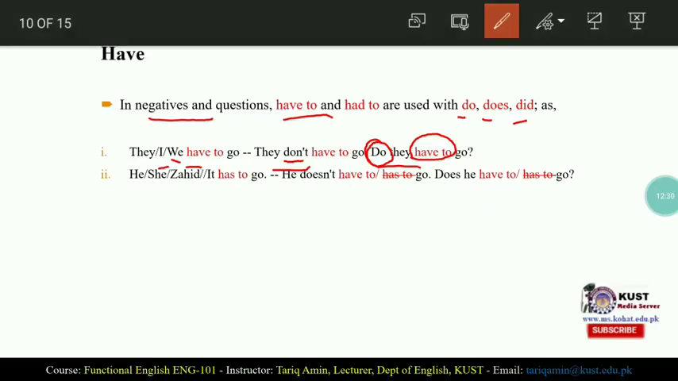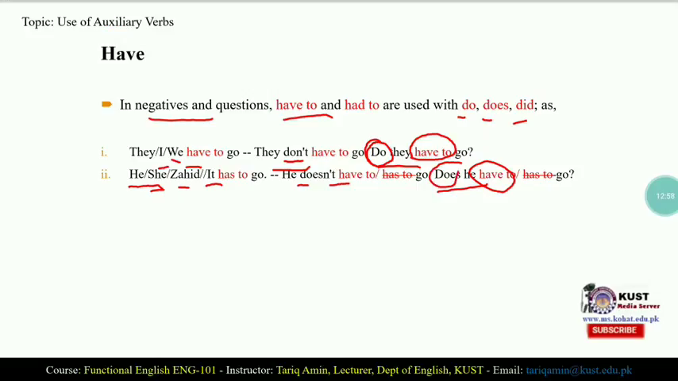Another example is he has to go, she has to go, Zahid has to go, it has to go. These are affirmative sentences. And he does not have to go. So over here with does not, we don't use has to, we use have to. He does not have to go. So have to has been used with does. And in the interrogative sentence, have to is once again used with does.